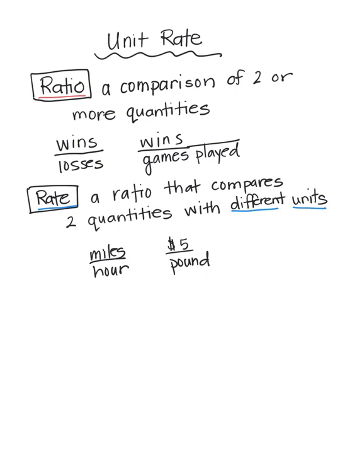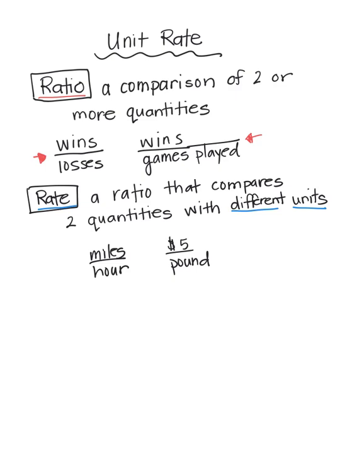A ratio is a comparison of two or more quantities. We learned about that before we went on leave. An example of that is right here, like wins to losses. So when we were comparing those brackets in class before we left, we were comparing ratios. We were also comparing right here wins to games played. And so we talked about that before we went on break.